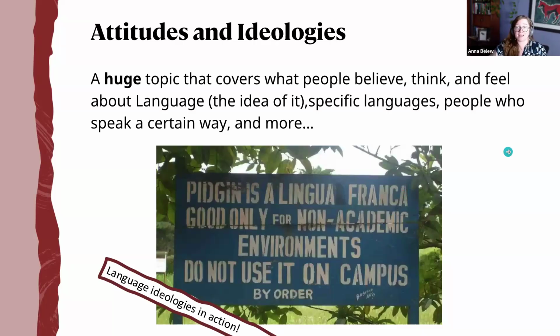And so this sign is actually one of my favorite examples of language ideology, just bright and loud and in your face. This is a sign on the campus of the University of Buea in Cameroon. And it says, "Pidgin is a lingua franca good only for non-academic environments. Do not use it on campus." So you often have to dig and look for the subtleties of language ideology coming through in the background. This sign just says it right up front. Pidgin is not good enough to be used on campus. And that is a very strong language ideology in a lot of contexts.